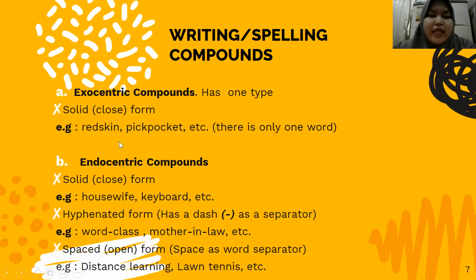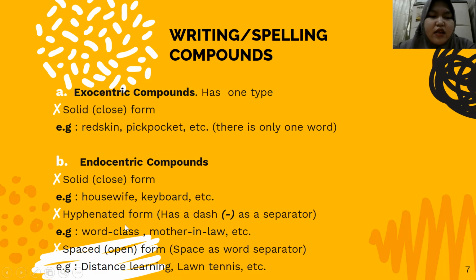Okay. For the second is endocentric compounds. It has a grammatical meaning, like the real meaning. It has three types of writing or spelling compounds. For the first is solid forms, which means closed, just like exocentrics. For the example here is housewife, keyboard, and etc. Housewife doesn't mean istri rumah, but this means ibu rumah tangga.